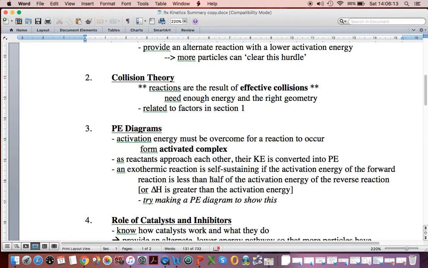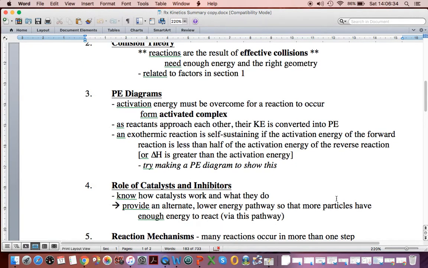You should know that when reactants are approaching each other, they're going to slow down. Their kinetic energy is converted into potential energy. And then once you have formed the activated complex and it's spilling forward into products, then that potential energy gets converted back to kinetic energy and they move away rapidly.